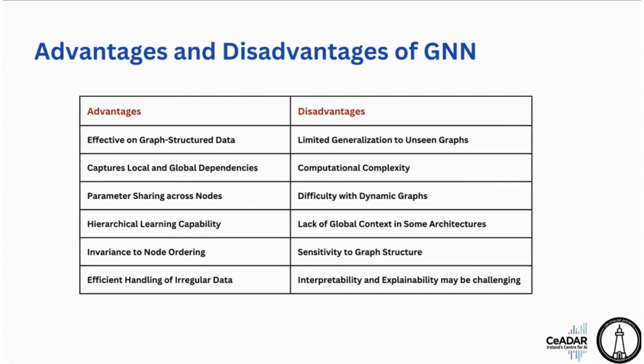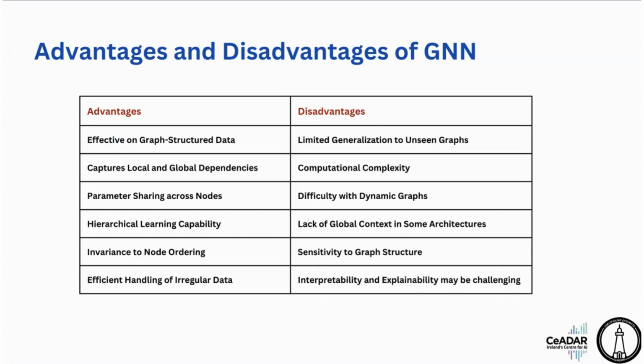So, advantages of graph neural networks. Graph neural networks are effective for graph structured data. And the next important advantage of GCN is parameter sharing across different nodes. Different nodes can share it. And next is a hierarchical learning capability it has. And one of the biggest advantages it has is efficient handling of irregular data.